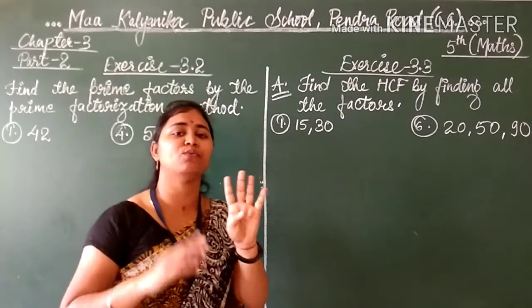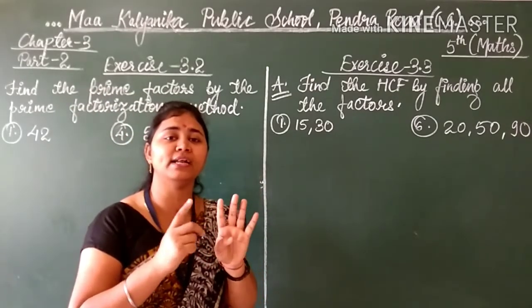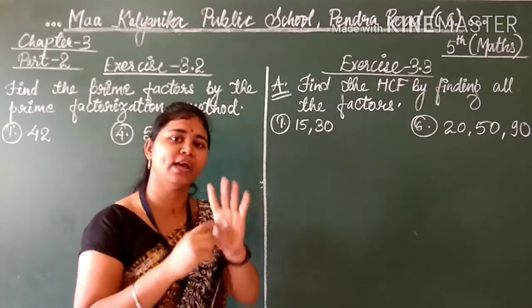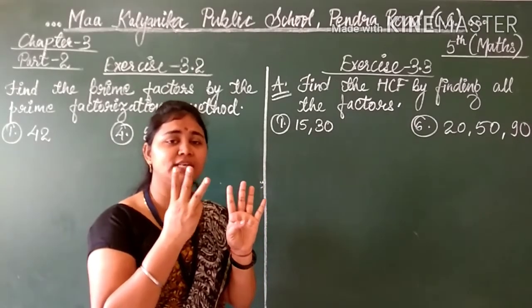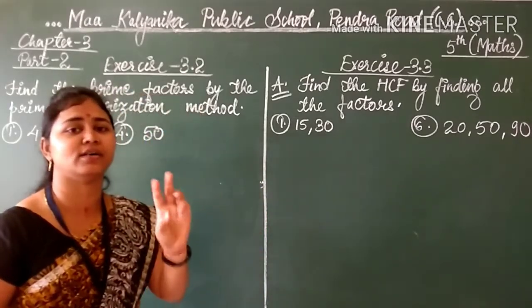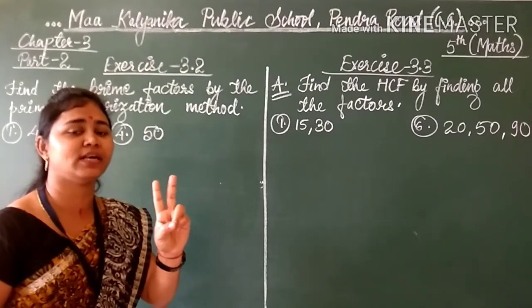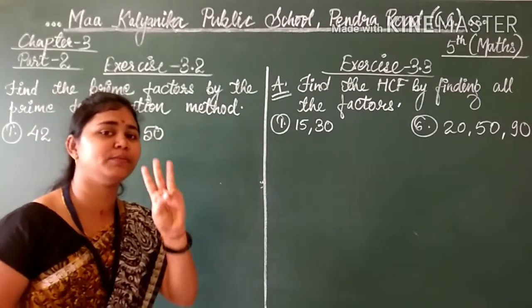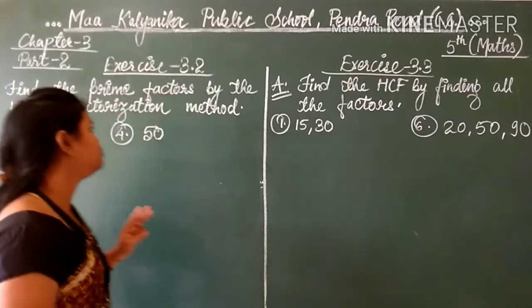Why? Because 4 can be divided by 1, 2 and 4. So 3 factors are there. So 4 is not a prime factor. 2 can be a prime factor. 3 can be a prime factor because 3 can be divided by 1 and 3 itself.